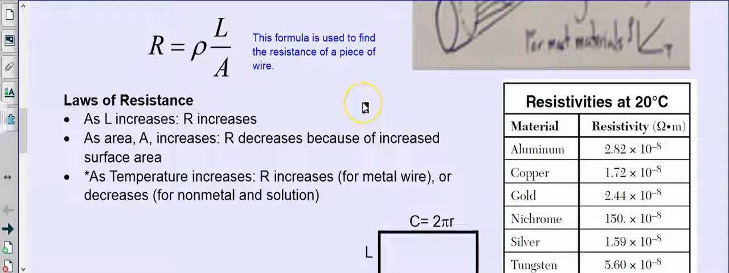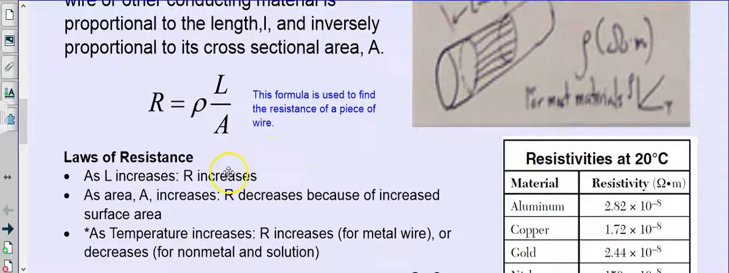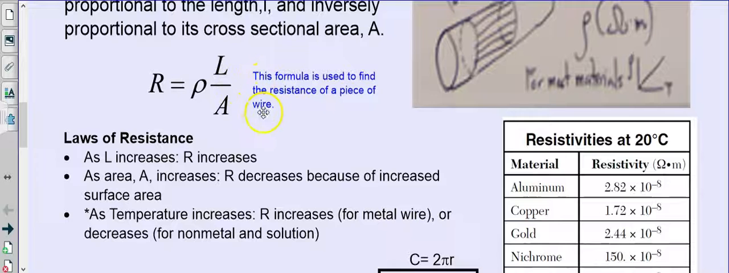So the formula is used to find the resistance of a piece of wire. Of course, you can always back solve, and one of the common skills that the Regents wants you to do is to either solve for the resistance itself or to solve for the resistivity. But either way, you have to be given 3 pieces of information to find the fourth, because there are 4 variables in this equation.